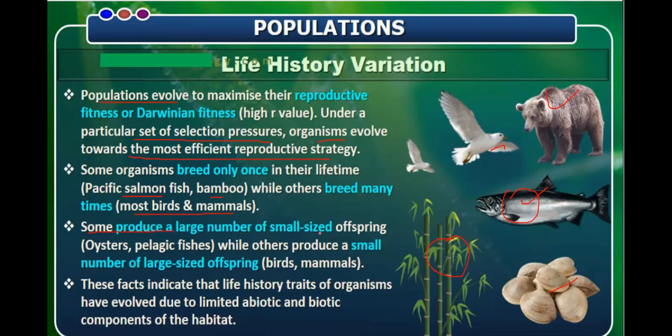Some produce a large number of small sized offspring, like oyster and pelagic fishes, while others reproduce a small number of large sized offspring, like birds and mammals. These facts indicate that the life history traits of organisms have evolved due to limited abiotic and biotic components of the habitat.